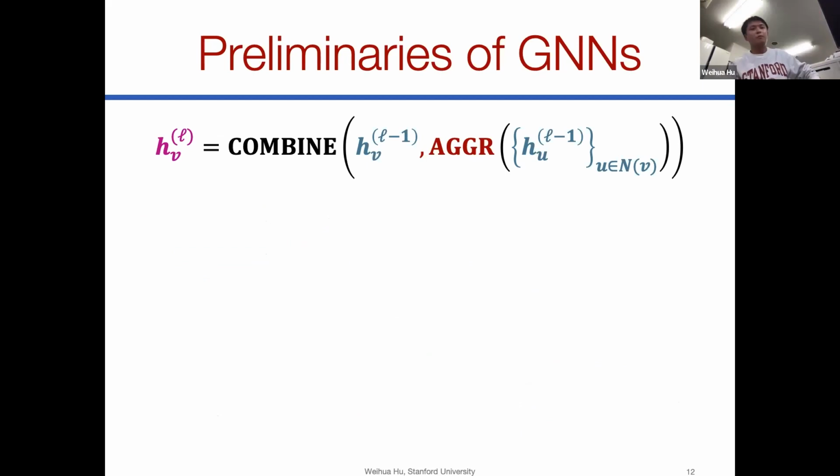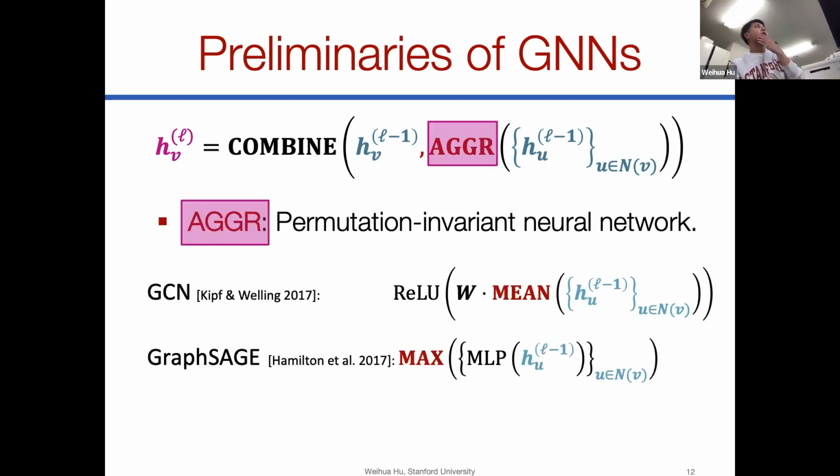Now, what are the properties of this combine and aggregation function? For the aggregation function, we're going to use permutation invariant neural networks. This permutation invariance is important because when you aggregate the neighbors, if you think about a graph, there's no canonical ordering of your neighboring nodes. So the output of this aggregation function should be insensitive to how we order the inputs. Some examples: GCN uses an average-based aggregation, so average the input features, apply a linear function followed by ReLU activation. GraphSAGE uses a max pooling based aggregation function. You can see that both of them are permutation invariant and don't depend on the input order.